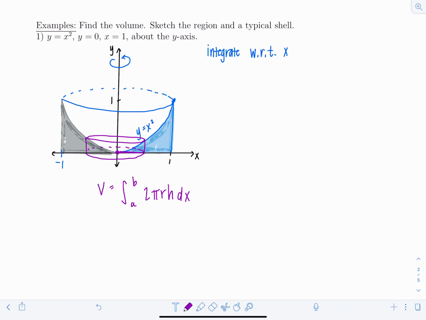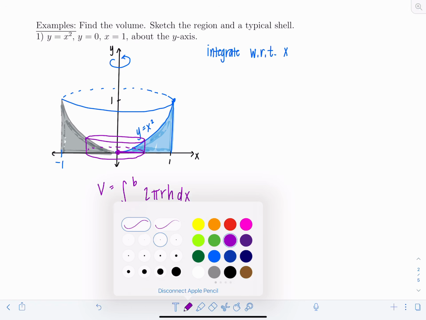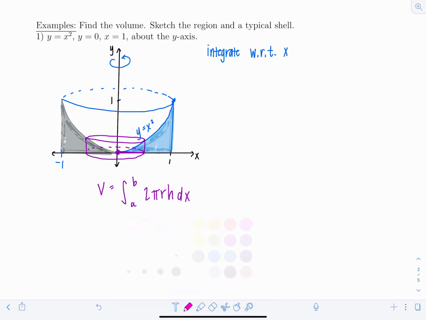So right here, this segment is r, and you can imagine if I were to draw another shell, maybe over here, r would change, right? But r is given by whatever the x coordinate is, okay? So I'm going to get rid of that second shell so the picture's not so messy, but we can see that r is equal to x. Whatever the x value is here, that's the length of the radius, okay?